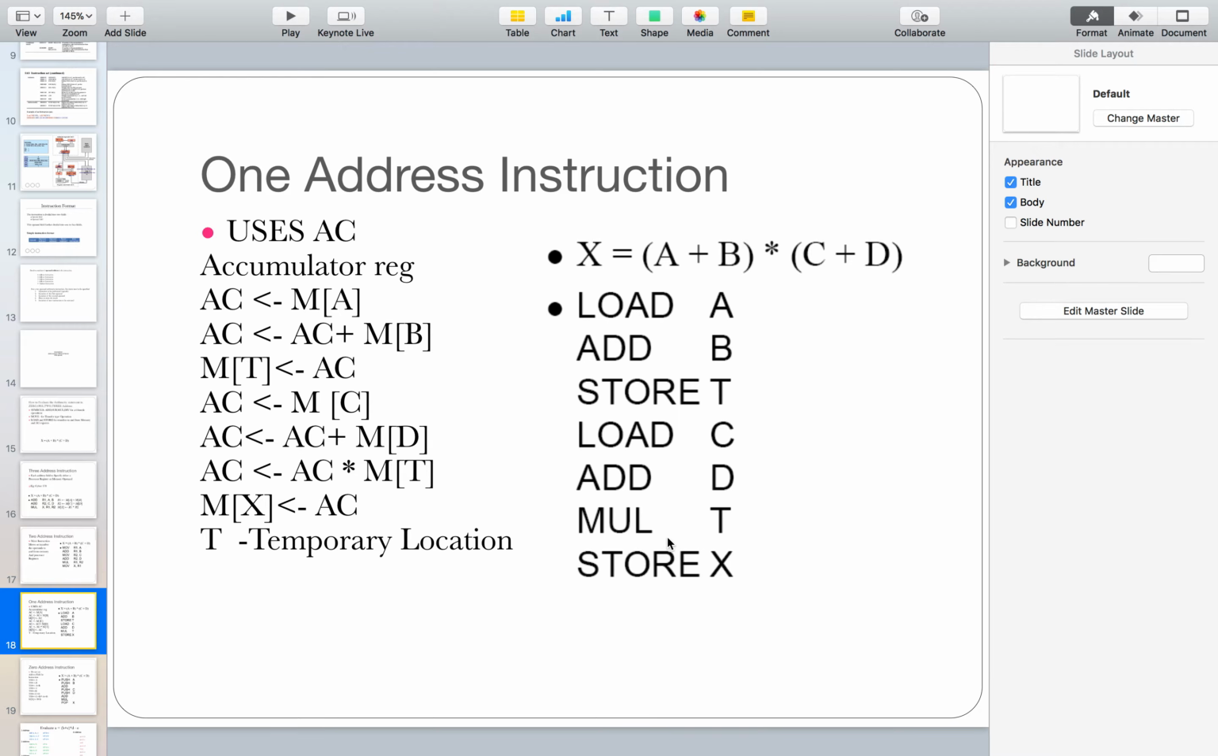I need to multiply T. If I give multiply T, it means this value of T is multiplied with that of R, and I store this T star R in X. So my final value of X will contain this expression.